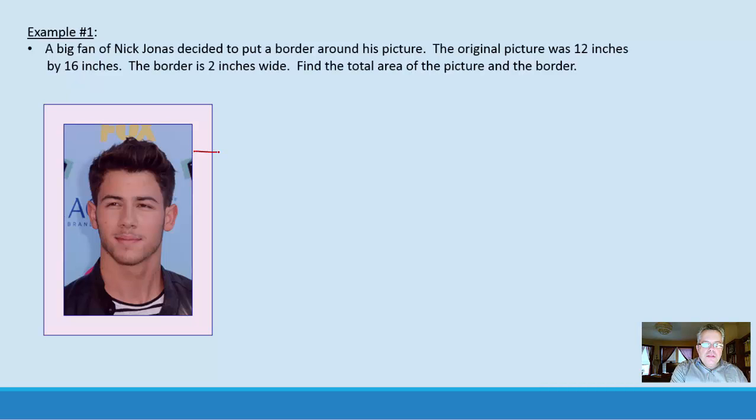The border is 2 inches all the way around, so it's 2 inches that way, 2 inches that way, 2 inches this way, and 2 inches down the bottom. Now, what most people do is they add 2 to the width and say 14, and they multiply that by what you get when you add 2 to the length, 18, and they come up with an answer. Let's see what 14 times 18 is. And I get 252. But unfortunately, this is wrong. So don't do that. That's a common mistake.